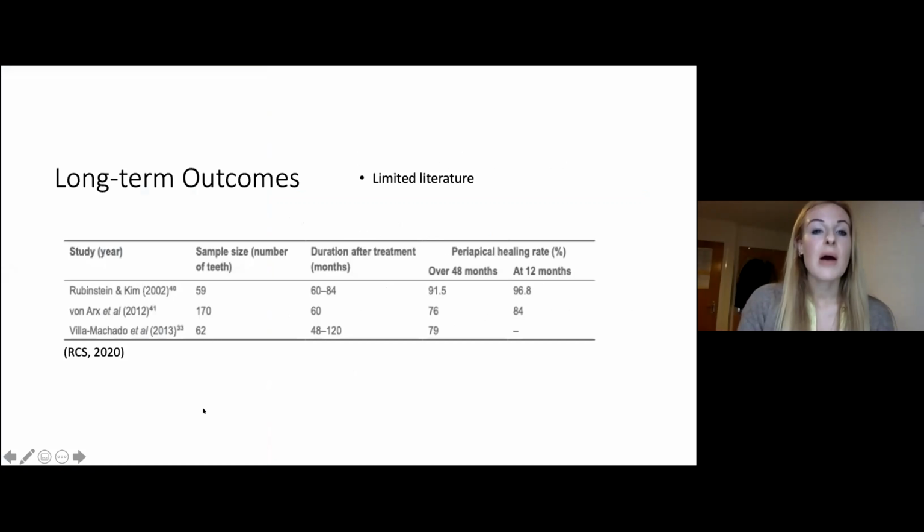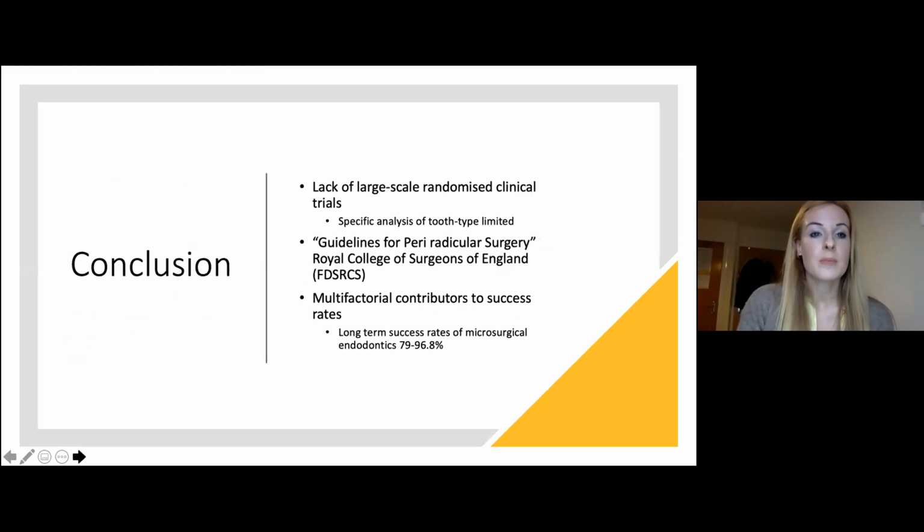So longer term outcomes, there was limited literature available here. So 3 particular studies identified. You can see here the sample size and number of teeth are relatively small, as the duration of follow-up is also, but with over 48 months, we've got pretty high periapical healing reported, specifically at 12 months being most high there.